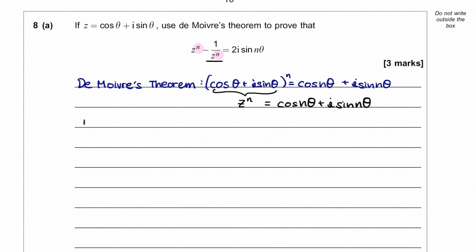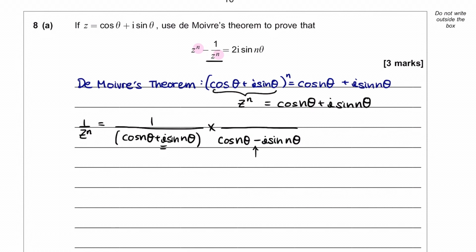Now we want to find 1 over z^n, 1 over z to the power of n. Most questions in your A level don't like an imaginary number in the denominator. One way to remove the imaginary number from the denominator, which for us is i sine n theta, is to multiply by the conjugate of that complex number. Conjugate means that you multiply by cosine n theta minus i sine n theta, because the conjugate of a complex number has the opposite sign in the imaginary part. So we have minus i sine n theta here.